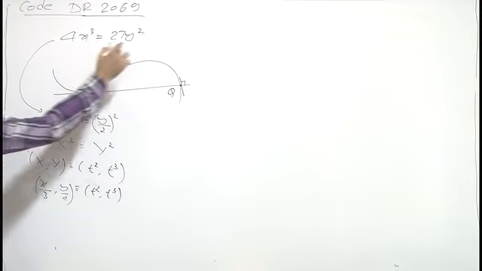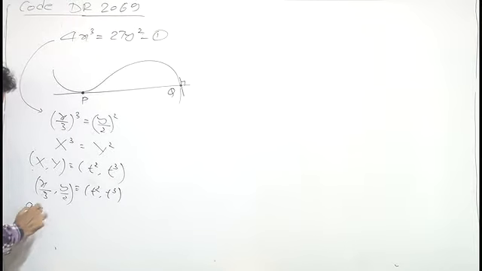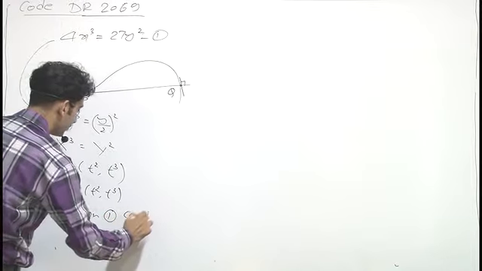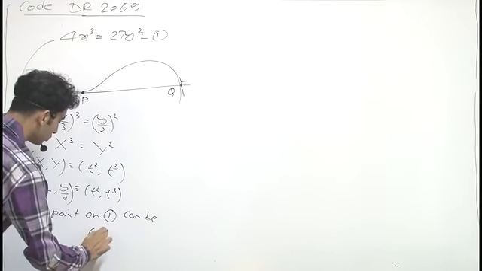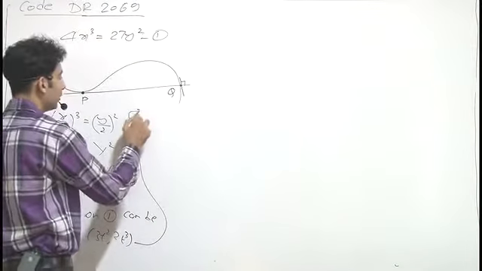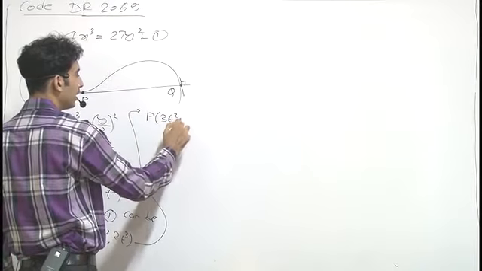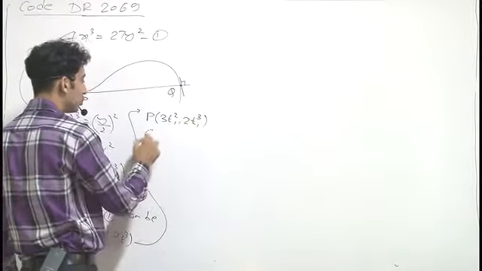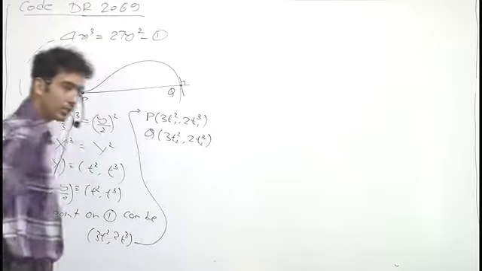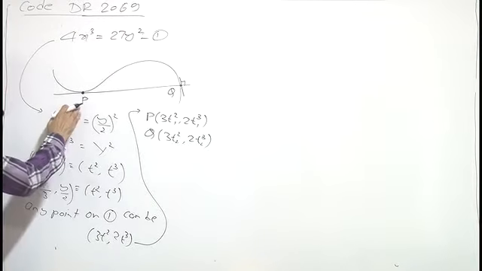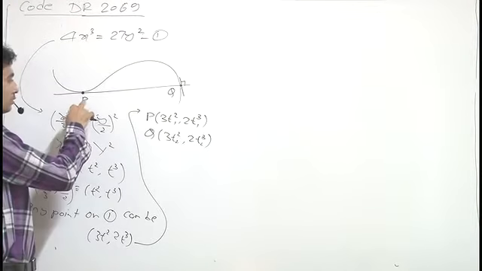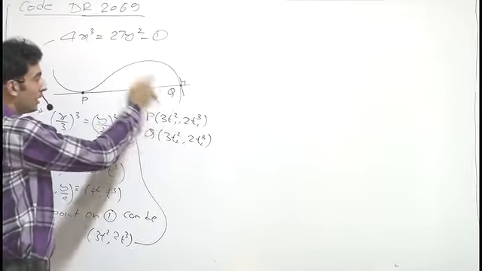So any point on the given curve number 1 can be in the form of 3t square and 2t cube. So we can take point P as (3t1 square, 2t1 cube), and point Q as (3t2 square, 2t2 cube). Now we have to find out the equation of this line. So we need the slope of tangent at P and the slope of normal at Q.